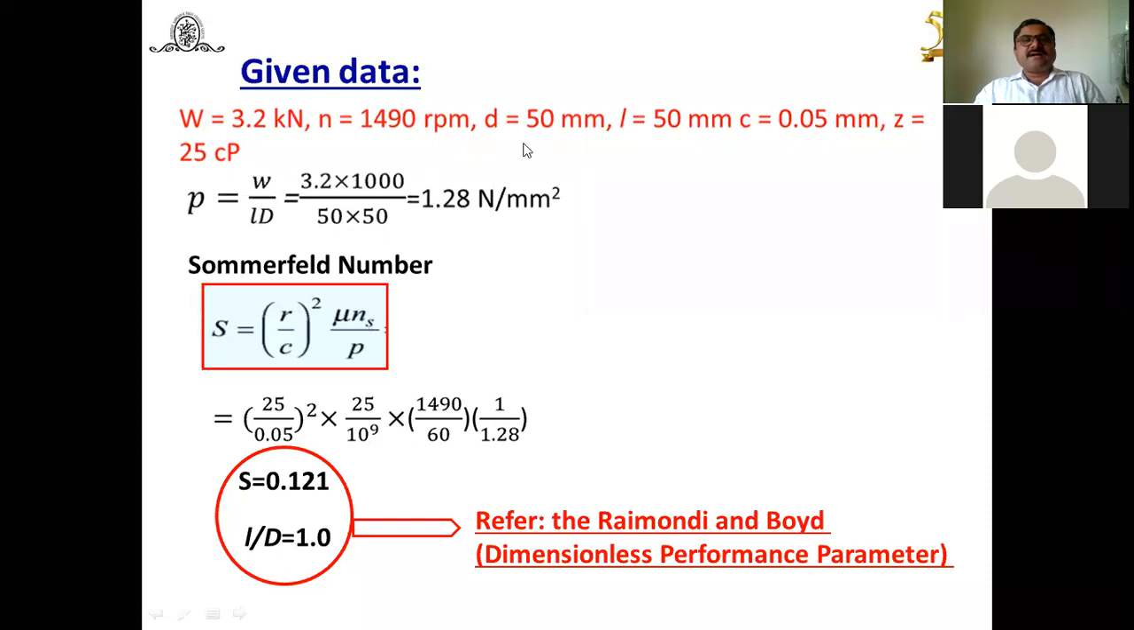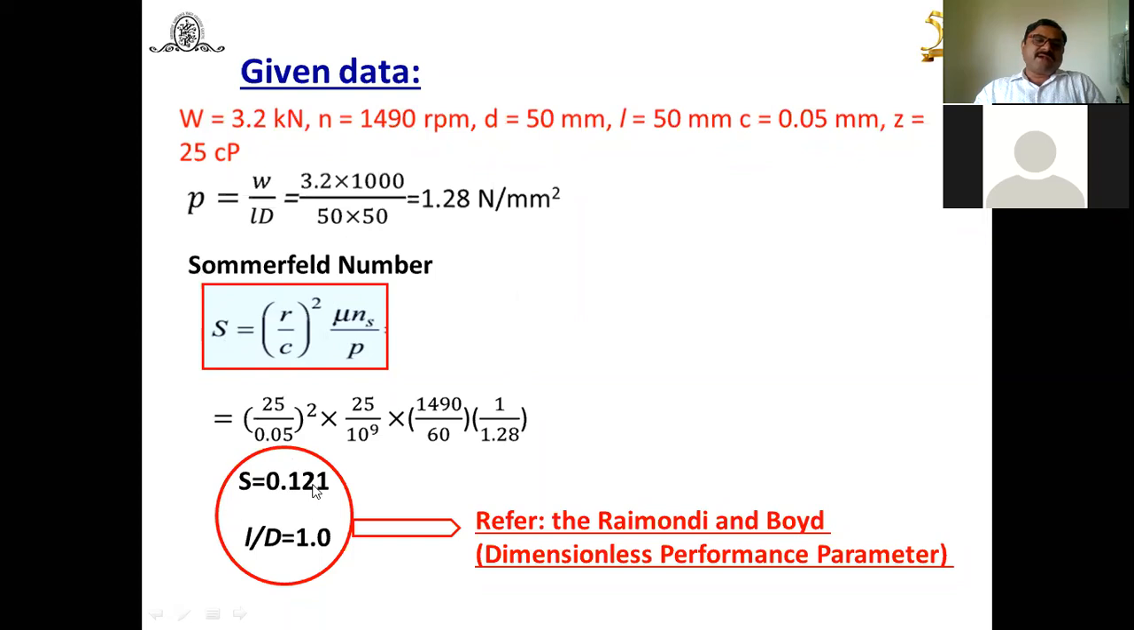Then N_s, the speed, is again in rpm, but in the Summerfield number the speed is in rps, so divide by 60: 1490 by 60. Then what about P? P is the bearing pressure that we already calculated. Substitute this value and you will get the Summerfield number equal to 0.121. Now you have calculated the bearing pressure, which is required to calculate the Summerfield number.